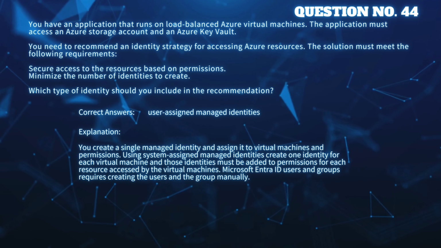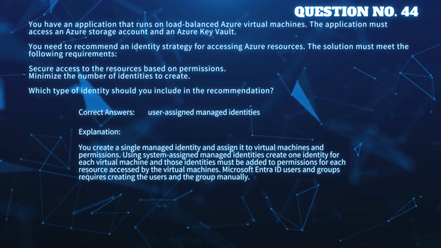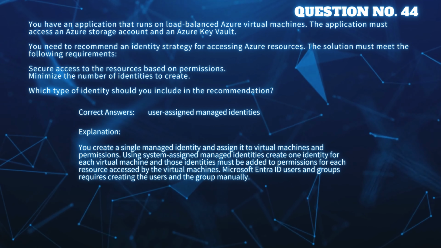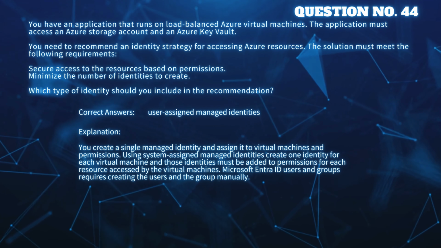Explanation: you create a single managed identity and assign it to virtual machines and permissions. Using system-assigned managed identities, you create one identity for each virtual machine, and those identities must be added to permissions for each resource accessed by the virtual machines. Microsoft Entra ID users and groups require creating the users and the group manually.